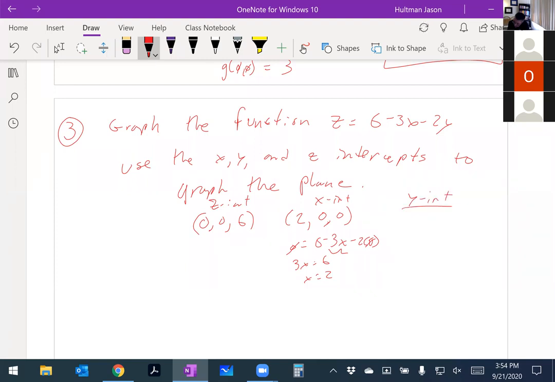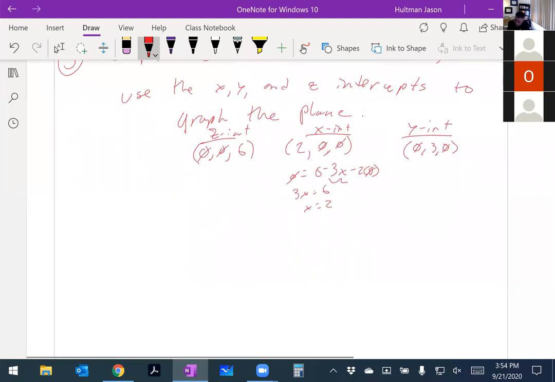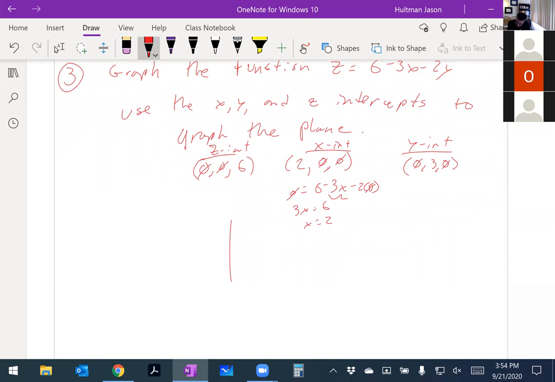The y-intercept is going to be very similar to what happened with the x-intercept, except this time it's going to be 6 minus 6. But what's going to create the 6 is a 3 there. So this is going to be 0, 3, 0. So we're just using the intercepts to get 3 points on this plane. Okay, so very easy to graph.